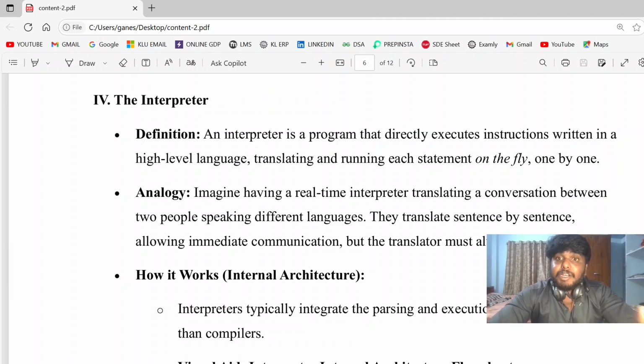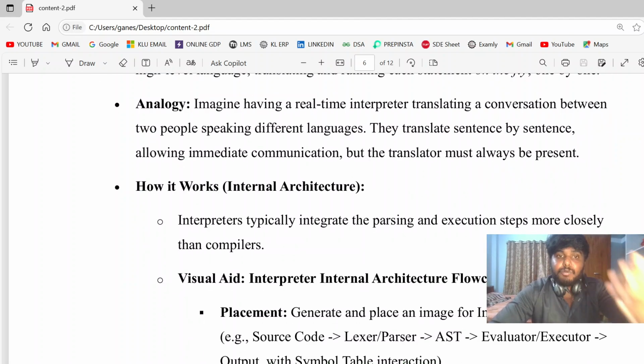Imagine having a real-time interpreter translating, one analogy here. Someone is waiting for something to be done. If I'm sitting here and my cook is cooking there, after cooking is completed I go and taste the food, that is compilation. But while cooking, if I am watching him, that is interpretation. So this is a real-life analogy to understand much better how it works.